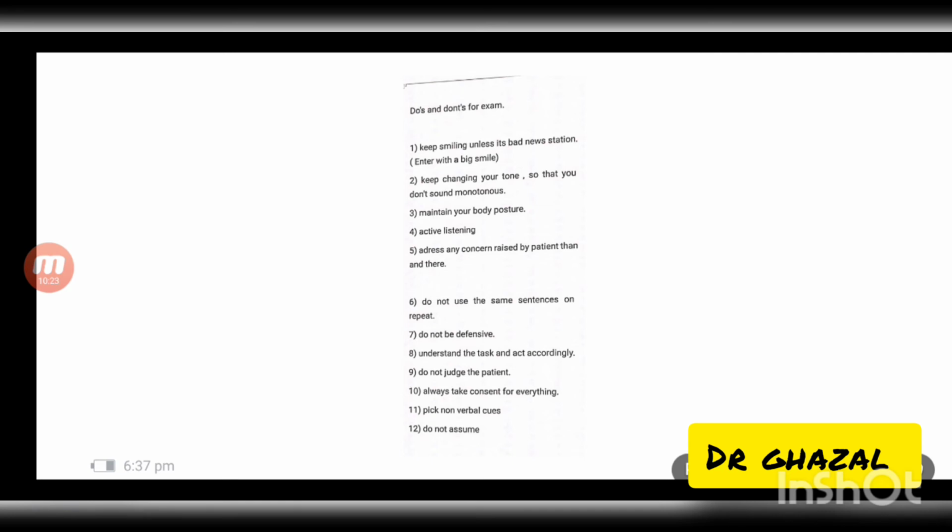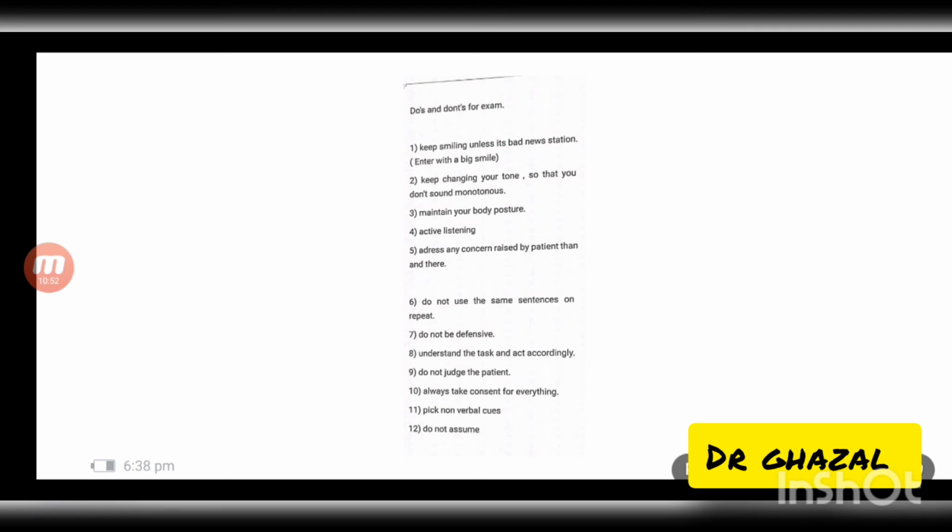And then please do not use the same sentences on repeat. In those 8 minutes, make sure that every time you offer empathy or support, you use a different kind of vocabulary. You can write down in your register 11 to 12 pretty decent sentences, and then repeat those 11 to 12 sentences in those 8 minutes rather than using the same sentence again and again. And then please do not be defensive if you make any mistake.